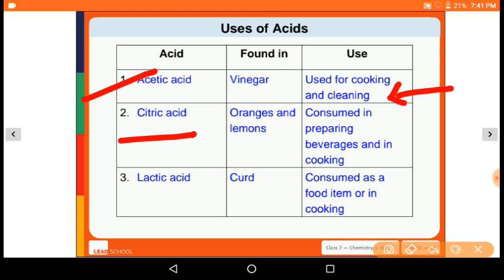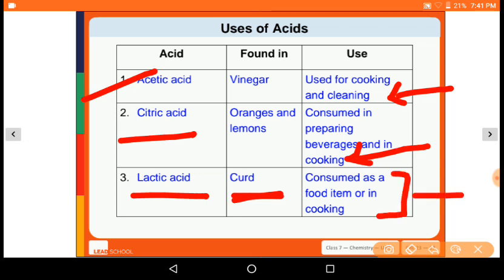Then citric acid, it is in orange और lemon में से वो मिलता है. We can consume it in preparing the इन कुकिंग्स के अंदर उसका हम यूज़ करते हैं. देन लैक्टिक एसिड जो कर्ड यानी कि दही में से हमको मिलेगा. So it is consumed in a food item in cooking, ये भी हमको फूड में उसका यूज़ हम करते हैं.